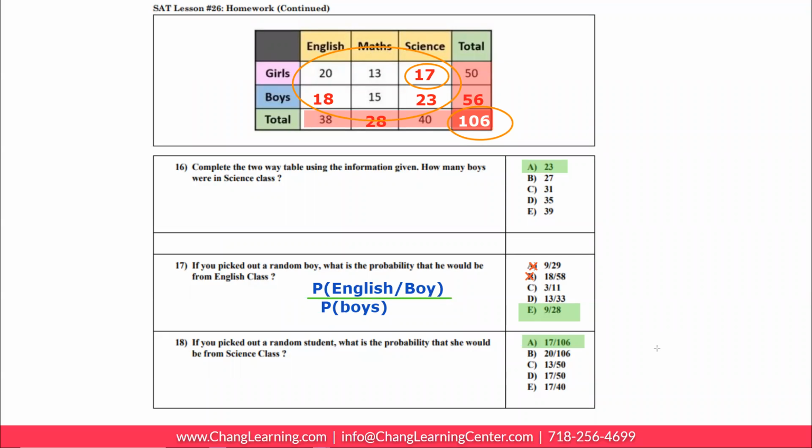So that's how you work a two-way table. The ones that are most challenging for students seem to be these ones, like question number 17. Just make sure that you have the right denominator, 56 for boys, and it was 18 out of 56, which reduces properly to 9 out of 28.